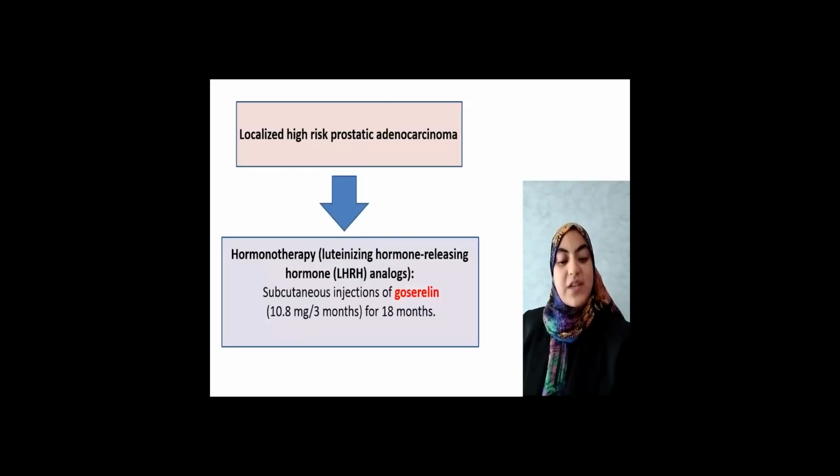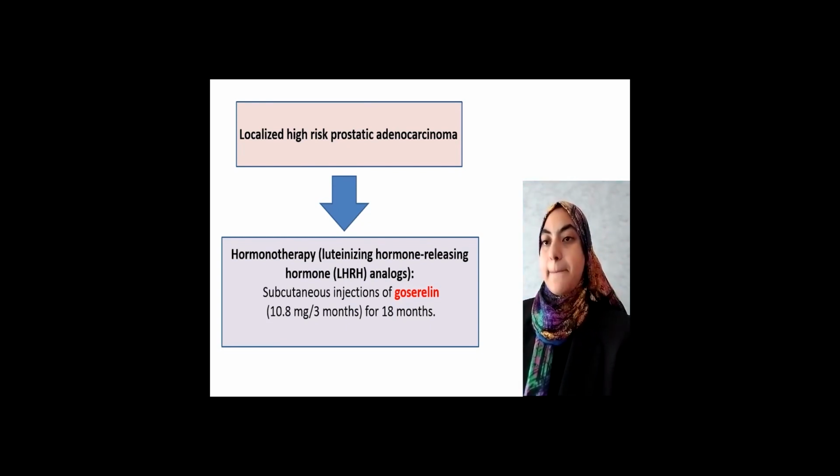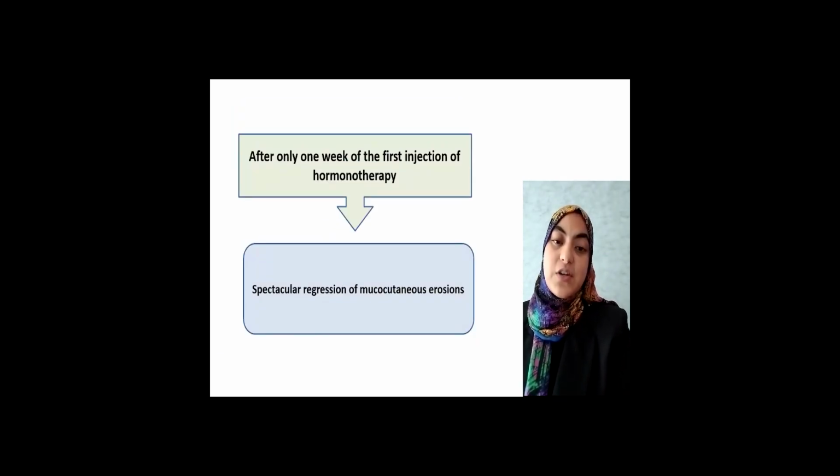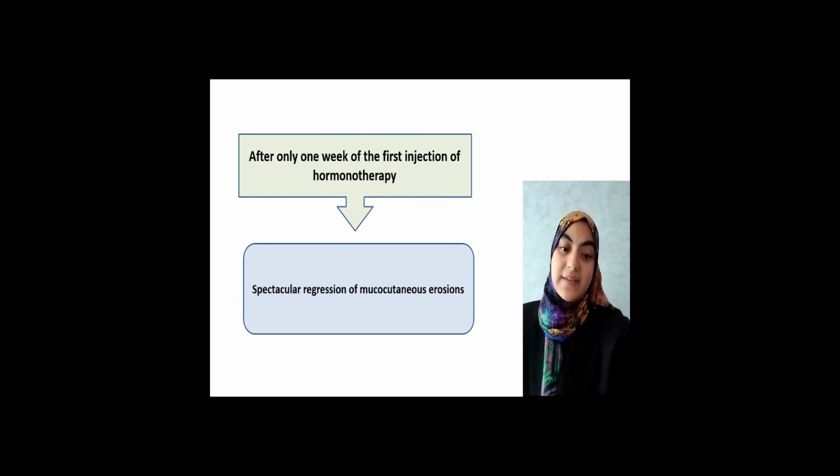So the patient was classified as a localized high risk, and a treatment based on hormonotherapy was recommended for 18 months. The patient was treated with subcutaneous injection of goserelin. So the subcutaneous injection of goserelin was at 10.8 milligram per 3 months.